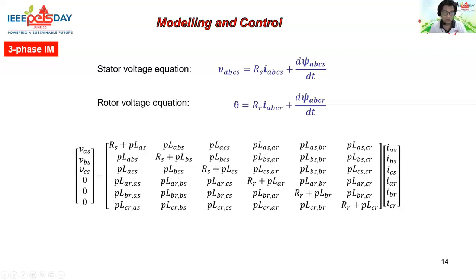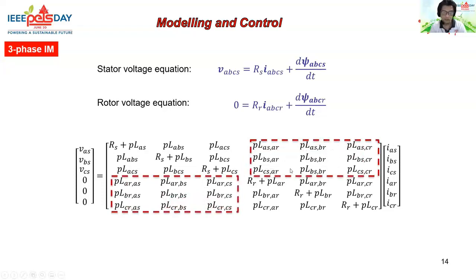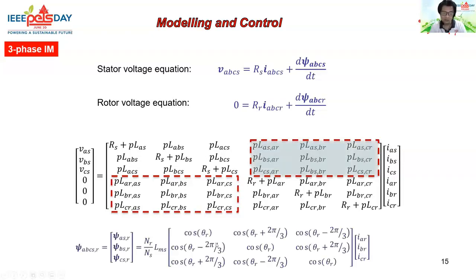And if you write down this equation in terms of the matrix, which is shown here, you can see that these two dash boxes represent the relationship between the voltage of the stator and the current of the rotor, as well as the voltage of the rotor and the current of the stator. And this mutual inductance which relates these is basically dependent on time. For example, it depends on the rotor positions, therefore depends on time.